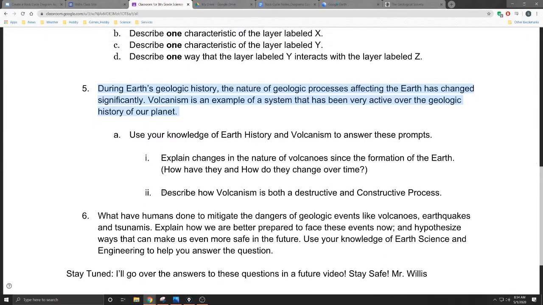Which kind of ties into the second question here. Describe how volcanism is both destructive and constructive. One, obviously it's a process where things blow up, right? So there's going to be damage that can be taking place.